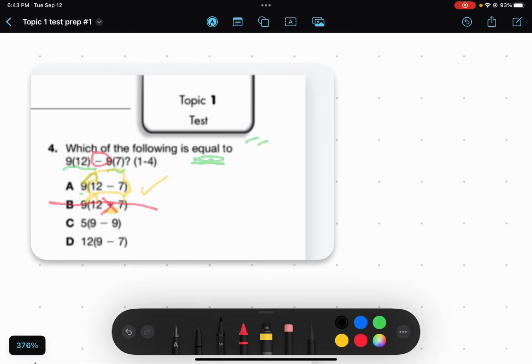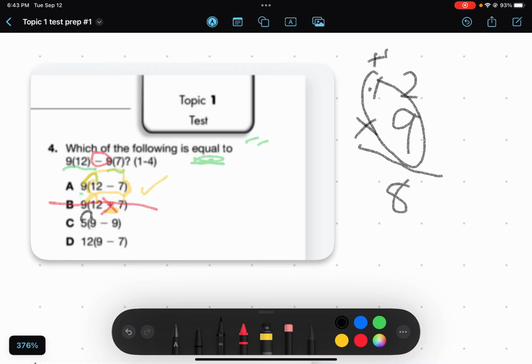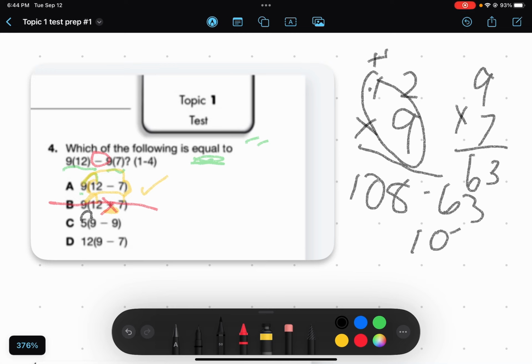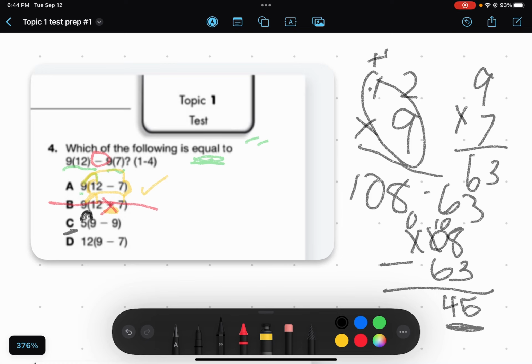And then the next one, let's see, 5 times 9 equals 45, where we know that 9 times 12, I go across, 9 plus 1 equals 10. So I'm looking for something that would equal pretty much 108, and then 9 times 7 is 63. So I want an expression that equals the same as this. I have to borrow, cross this out, make this a 10. So I would need something that equals 45 altogether. But if we look at C again, 9 times 5 equals 45. But then using distributive property, now my 5 goes to my 9 again. But that would be 45 minus 45, which equals 0.